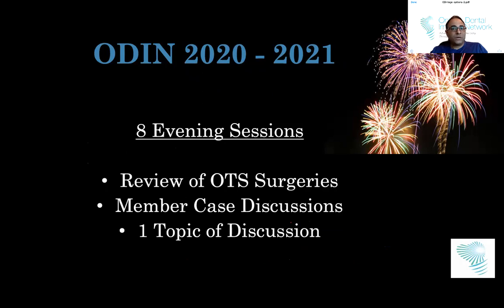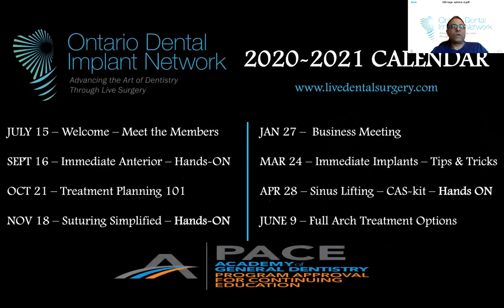Now for the new year, some of you have been asking me what's happening. For the new year, we're going to have 8 sessions. This is what it looks like. Our welcome meeting won't be at Lamborghini this time, but we'll find another nice venue, depending on what happens. We have multiple topics: immediate anterior, and hopefully we can do some hands-on. I always do suturing. We'll do a treatment planning course. We always have a business meeting at the end of January, and we'll figure out what that's going to be about.